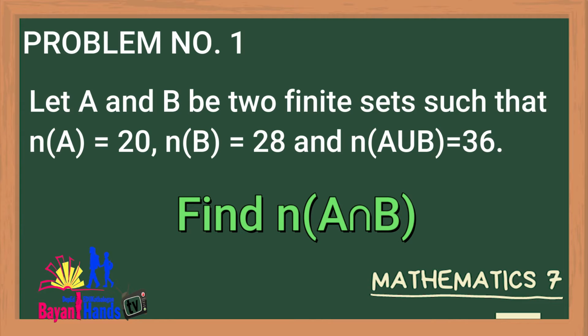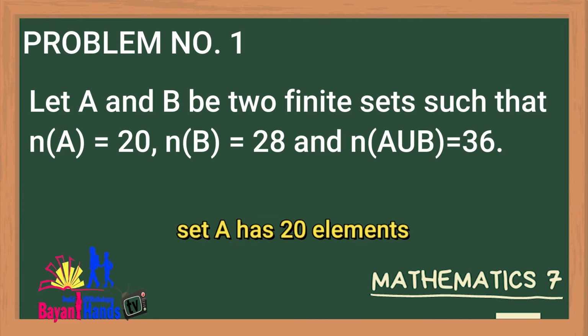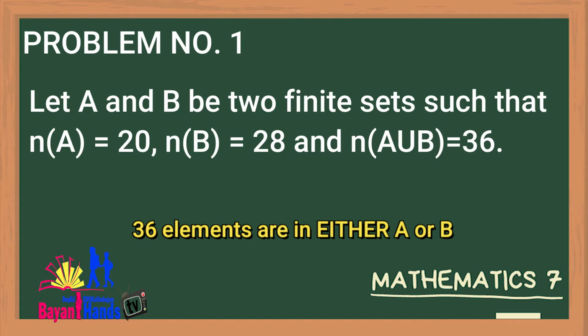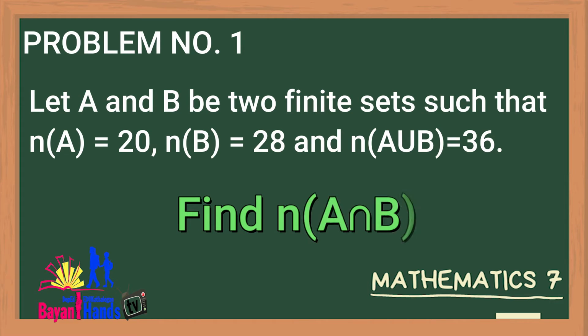Note, n of a set denotes the cardinality of a set, meaning set A has 20 elements, set B has 28 elements, and 36 elements are in either A or B. And we need to find the cardinality of A intersection B, or the number of elements in A intersection B.